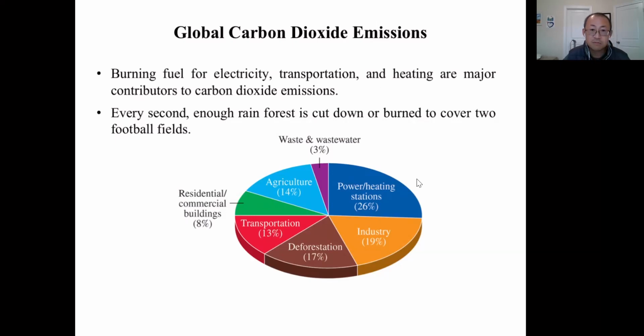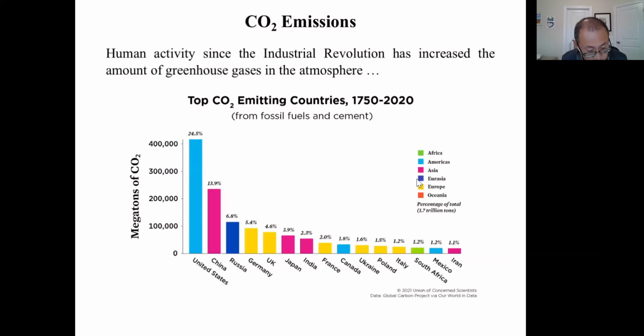And of course, every second rainforest is being cut down or burned. Reports say how much forest is being cut down every second. That also contributes, because you get less forest to remove carbon dioxide through photosynthesis. And here's the pie chart, which shows you the percentage of contribution to increasing carbon emission. And here this picture shows you the top CO2 emitting countries from 1950 to 2020.